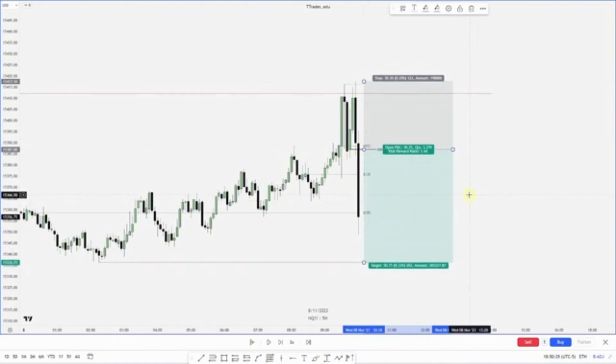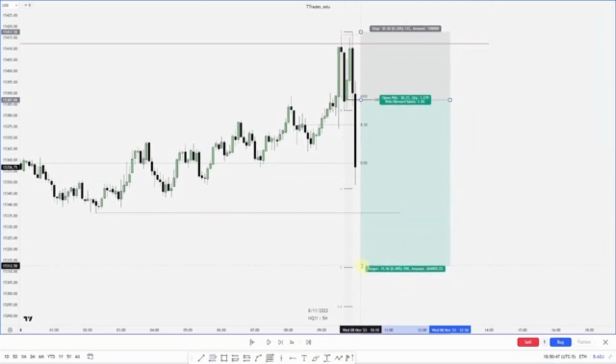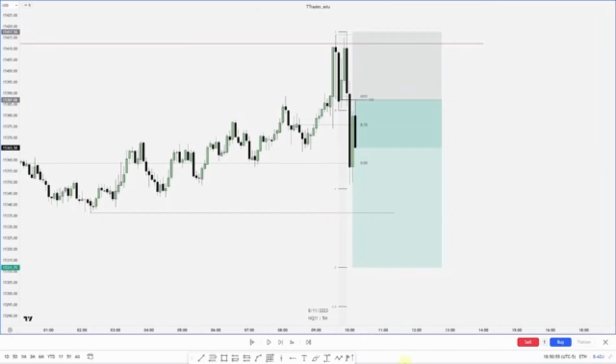Now since this is 1.66R and I generally prefer a minimum of 2R, what can I do? Well, I can take what we learned in the previous projection video, project out this manipulation leg, and then look for the -2. So letting this play out, let's see what happens.